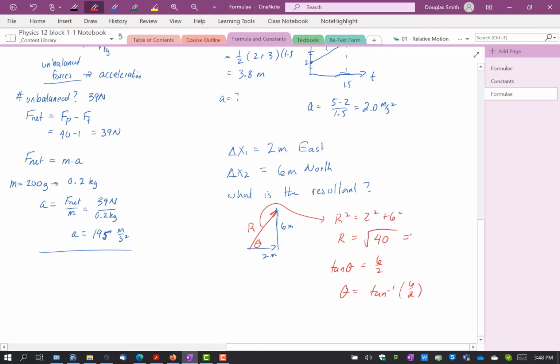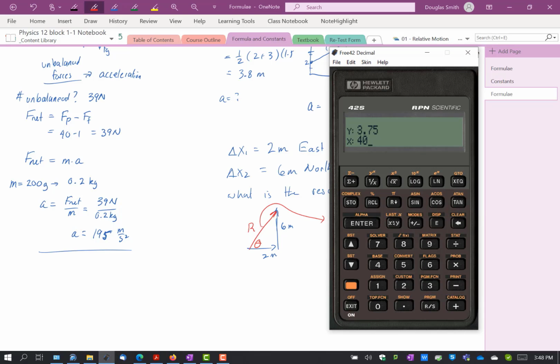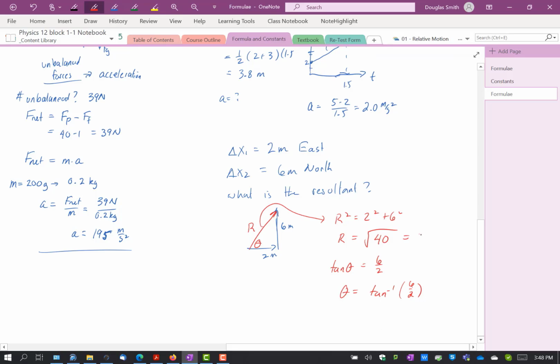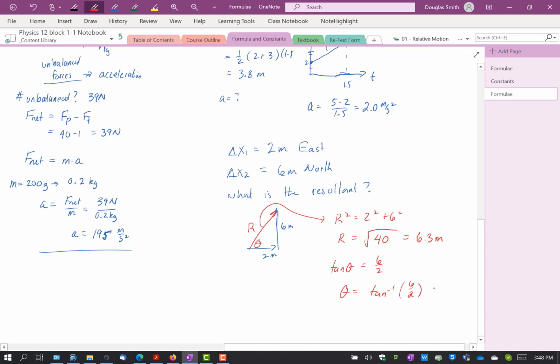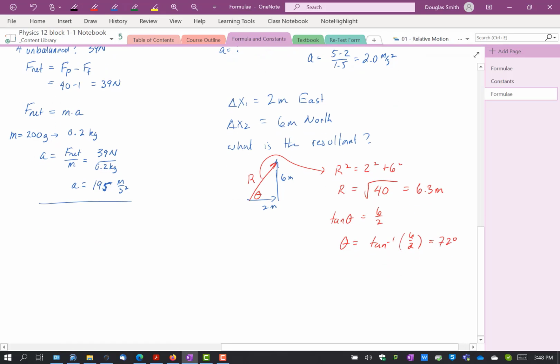So I'm going to put these in my calculator. Square root of 40 is 6.3. And inverse tan of 3 is 72 degrees. So we'd say the resultant is 6.3 meters, 72 degrees north of east.